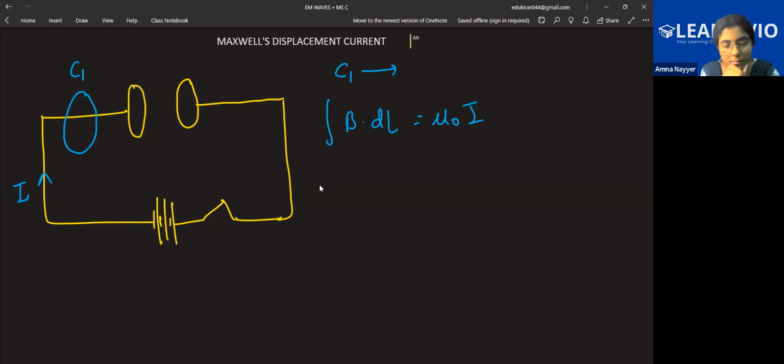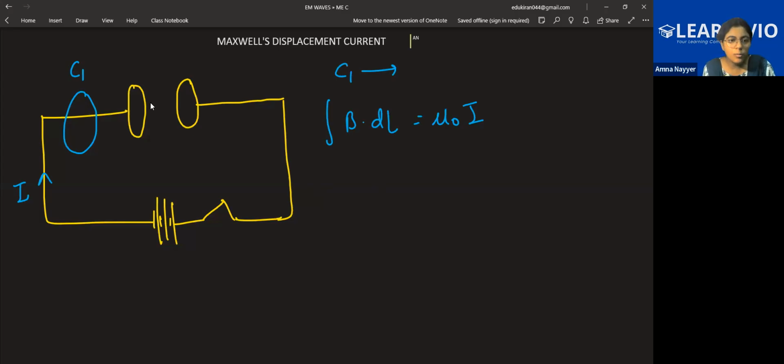Biot-Savart's law? No, Biot-Savart's law wasn't this. B dot dl is equal to mu naught I. Yeah, Mariam, Ampere circuit law. Very good. So according to Ampere circuit law, B dot dl is equal to mu naught I was fine.